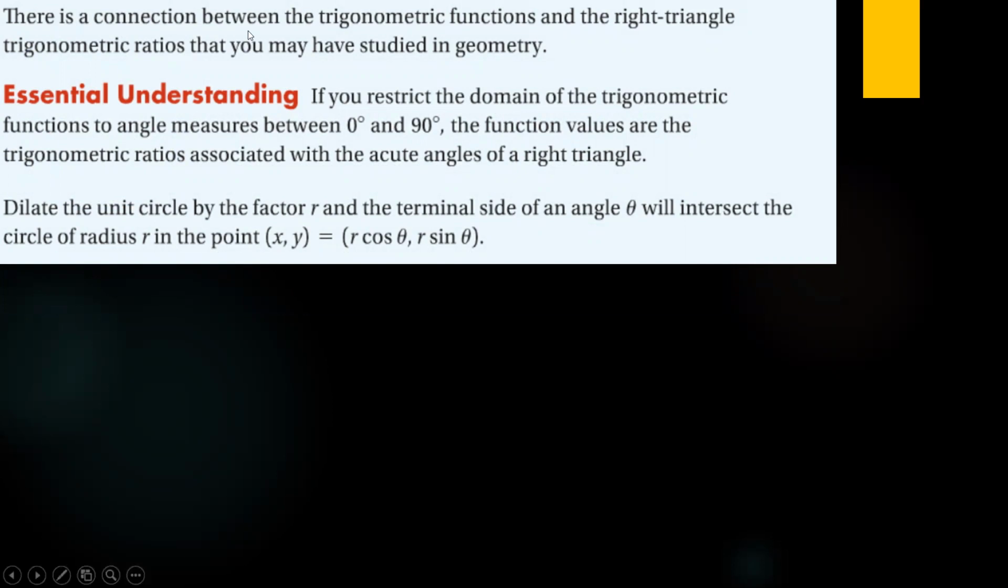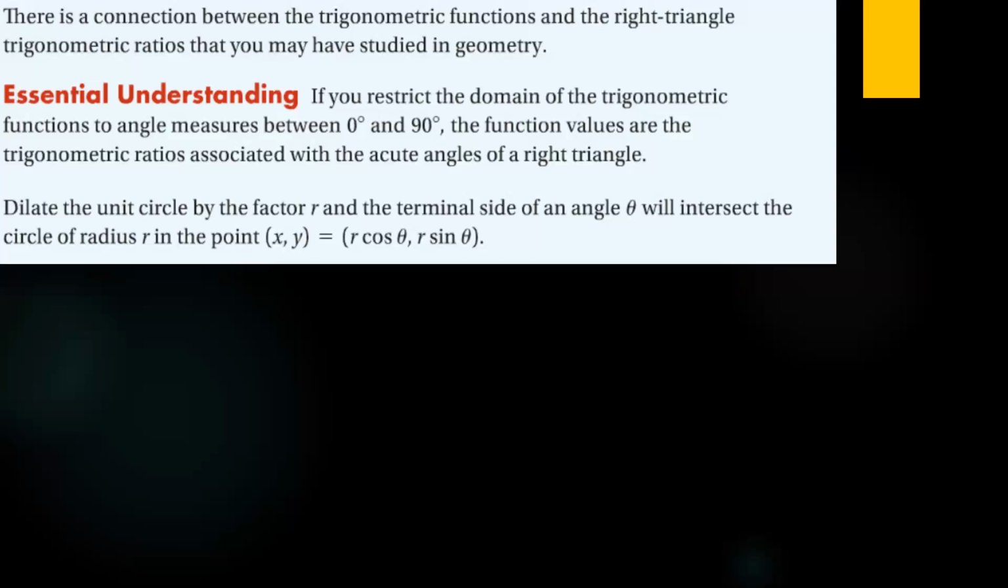The connection is that the trigonometric ratios, sine, cosine, and tan, and the other three ratios, work only in a right triangle. I mean, if you have an acute triangle or an obtuse triangle, you cannot use these ratios. These ratios, sine, cosine, tan, cotan, secant, and cosecant, only work in a right triangle.